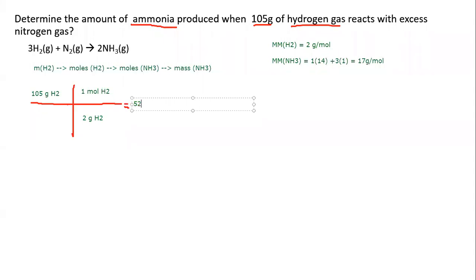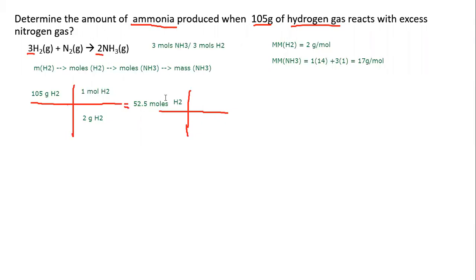We get 52.5 moles. That's step 1. Again, this is moles of H2. Next, we're going to step 2, which is converting from moles of H2 to moles of ammonia. We look at the balanced chemical equation. We see that 3 moles of H2 produce 2 moles of ammonia. So if we were to write the ratio, since we're going to ammonia, it's going to be on top, and H2 is going to be on the bottom.